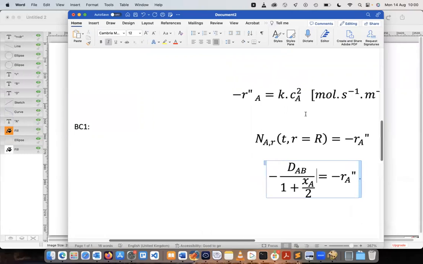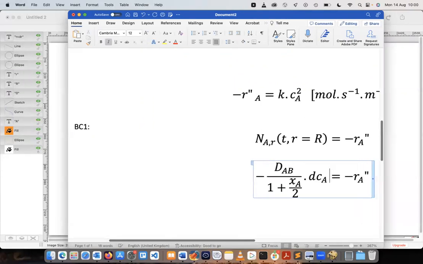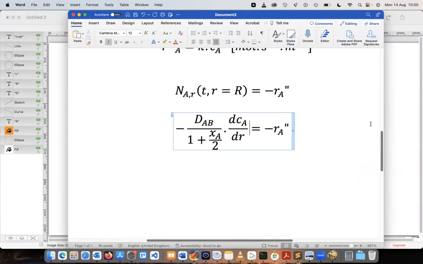times dCAdr times dCAdr, that's equal to Ra double dashed. So this is fine. This is an acceptable version of our boundary condition. So that's our first boundary condition.